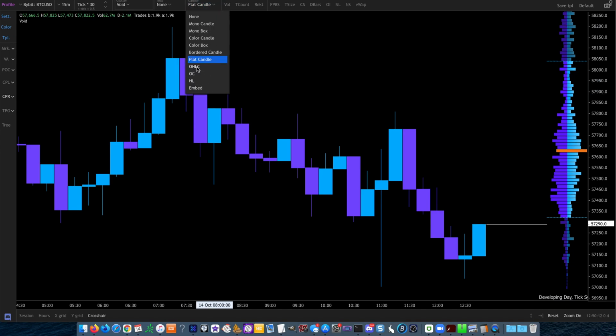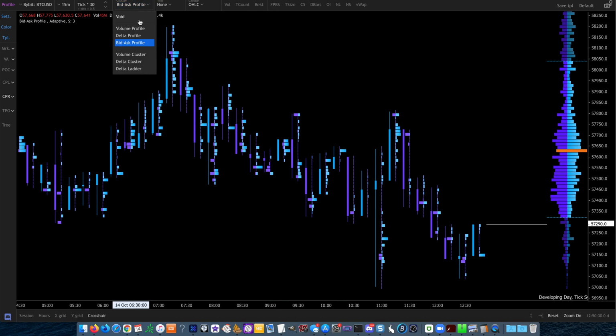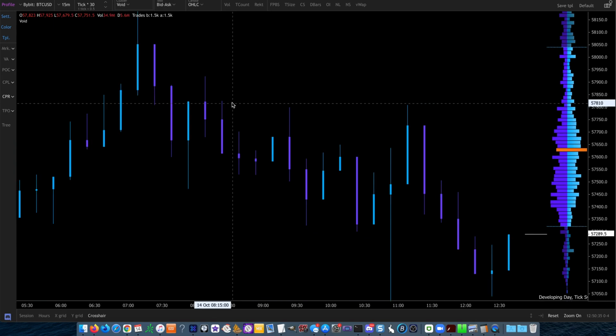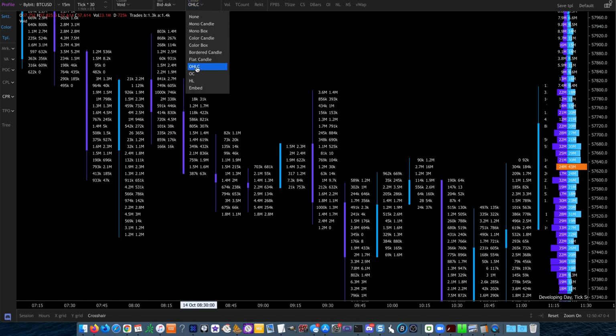open high, low close. I like to keep it on open high, low close, and the reason is because this will allow you to see a normal candlestick to the left-hand side of all the information that we want to look at. So for example, if I turn on the bid-ask information here, now I can see all this stuff with the candlestick to the left. So I don't have to look at the candle overlaid on top of the information. I can just look at the candle to the left. So I always keep mine on OHLC candle.